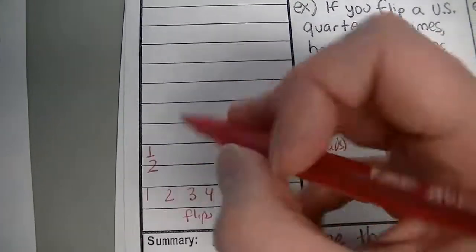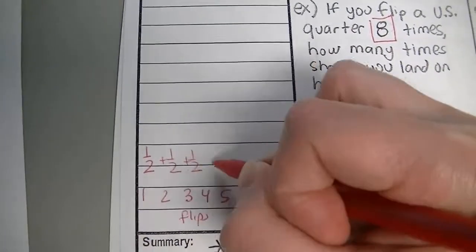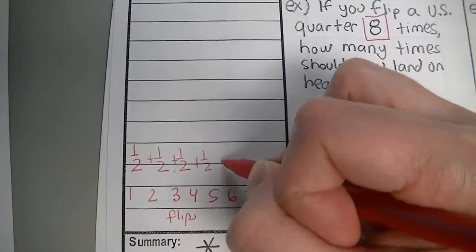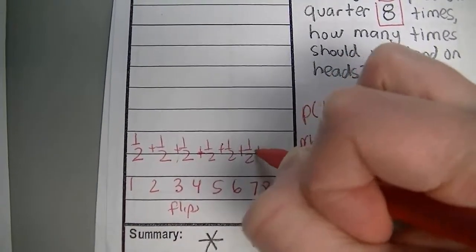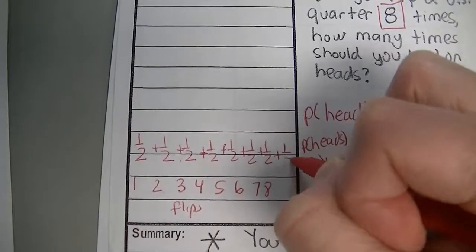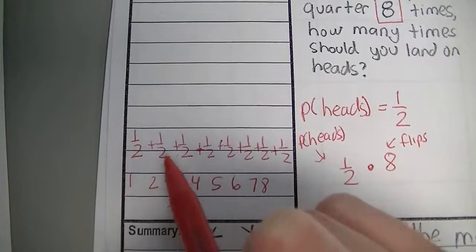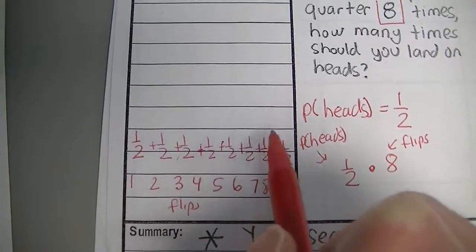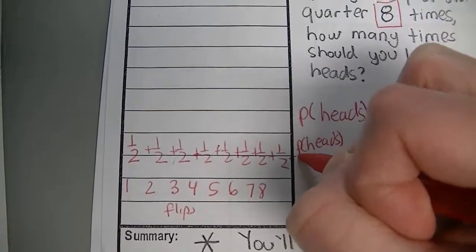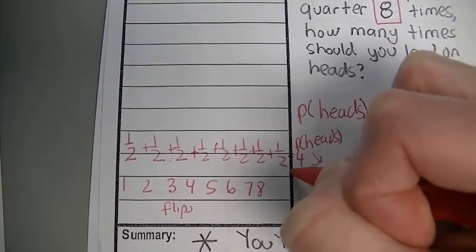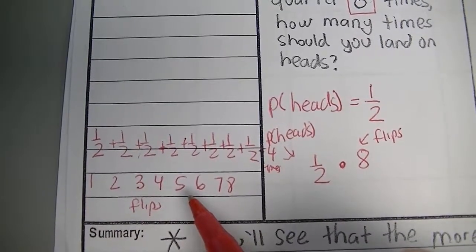So then the second time when I flip the coin, I'd have another 1 out of 2 chance. The third time I flip, I'd have another 1 out of 2 chance. Fourth time, another half a chance. That's a plus sign. Fifth time, sixth time, seventh time, eighth time. 1, 2, 3, 4, 5, 6, 7, 8. 1/2 plus 1/2 plus 1/2 plus 1/2 plus 1/2 plus 1/2 plus 1/2 plus 1/2 would give me 4 times. Okay? That's how many times we'd expect to land on heads if we flip that coin 8 times.